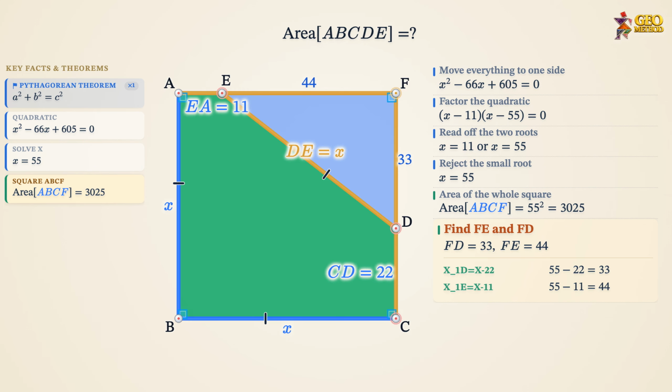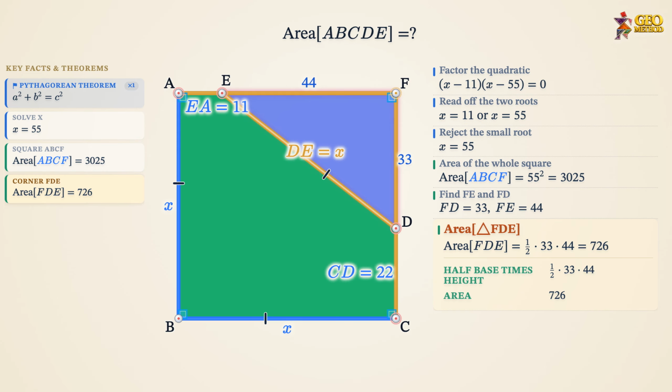Put x equals 55 back into the legs of the corner triangle. FD is 55 minus 22, which is 33, and FE is 55 minus 11, which is 44. Since the corner triangle is right-angled, its area is 1/2 the product of the two legs. 1/2 times 33 times 44 is 726.